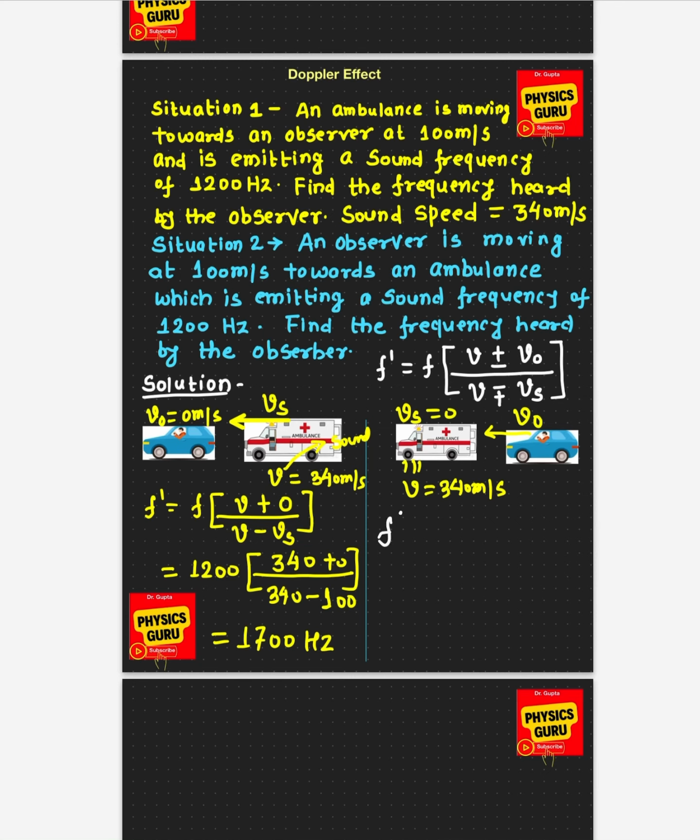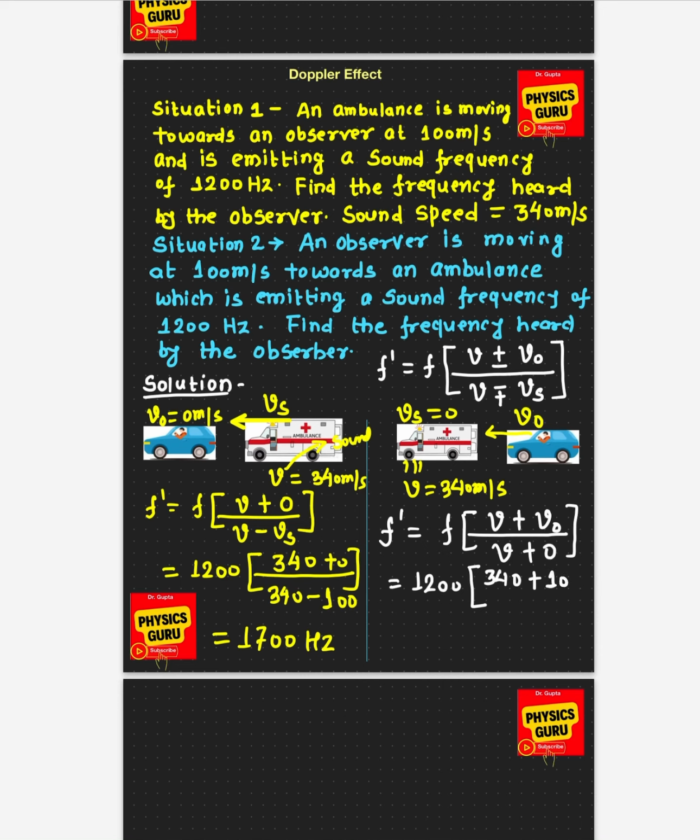So f prime is f times v plus v0 over v plus vs. The observer is moving, and it is definitely going to increase the frequency, so we choose the positive sign for v0. And vs in this case is 0 because the source is at rest. Let's plug in all the numbers. The frequency is 1200. v is the speed of the sound wave, which is 340. v0 is the speed of the observer, which is 100, and v here is 340. If you do the math, I'm getting 1552 hertz.